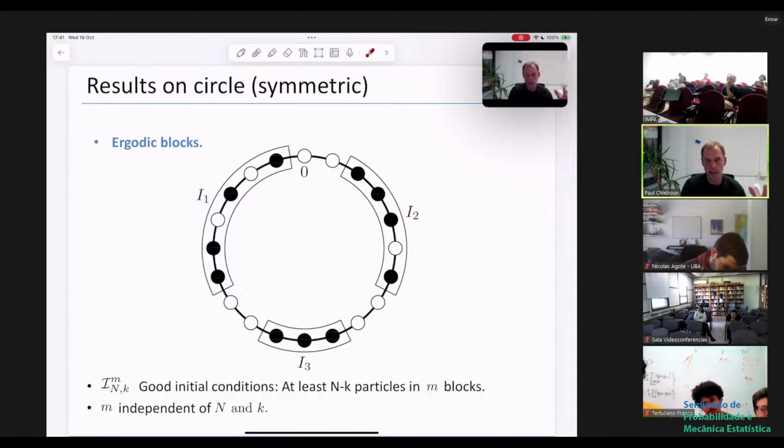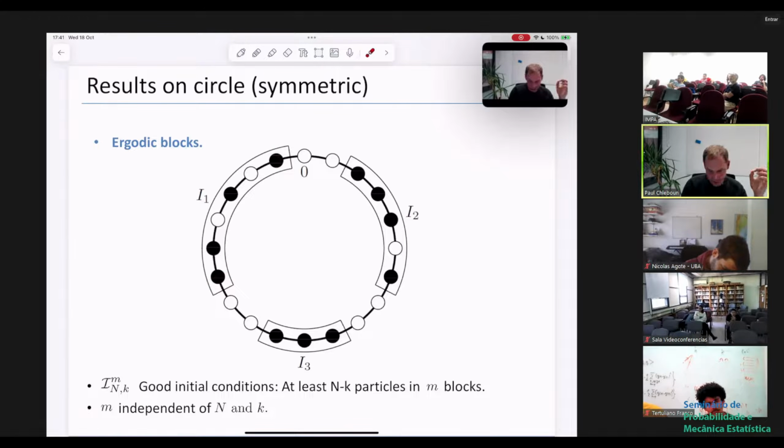Let me know if the ergodic block definition is not clear, but it's what you'd intuitively expect. We just split any configuration up into the minimum number of sets, such that restricted to each of those sets, it looks like an ergodic interval.